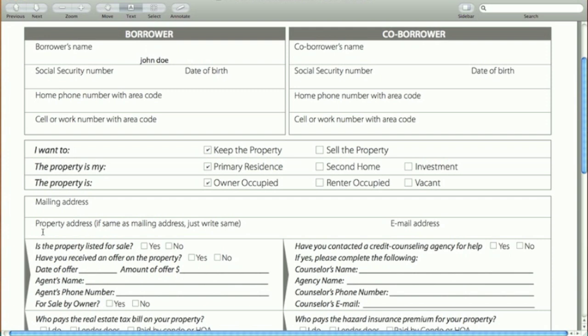She lives in an area up in the foothills, and she doesn't have an actual address. She has a P.O. box. This is where she would put her P.O. box, and right below would be the actual address information that she would need.